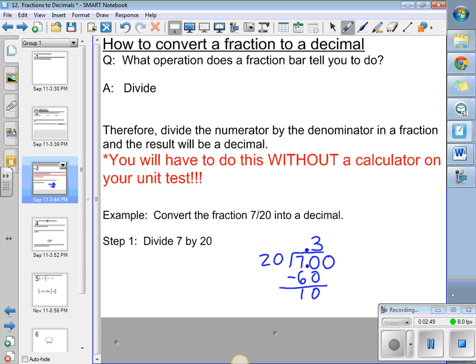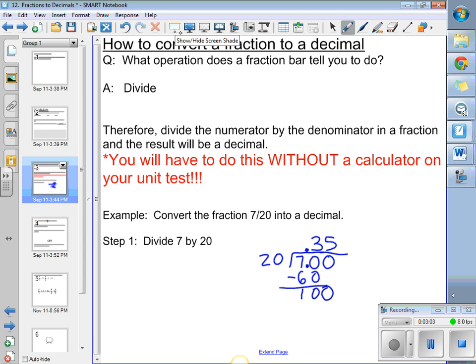So I'm going to put another 0 here so I can bring it down as a placeholder. How many 20s are in 100? Extend my line here. Lining up is really important here. So I do 5 times 20, I get 100. I subtract, I get 0. So I have a remainder of 0. So 7/20 is equal to 0.35, or 35/100ths. Now the 0 in front of there does not really matter. You can put it there, you can leave it off. It's a placeholder. Moving on.